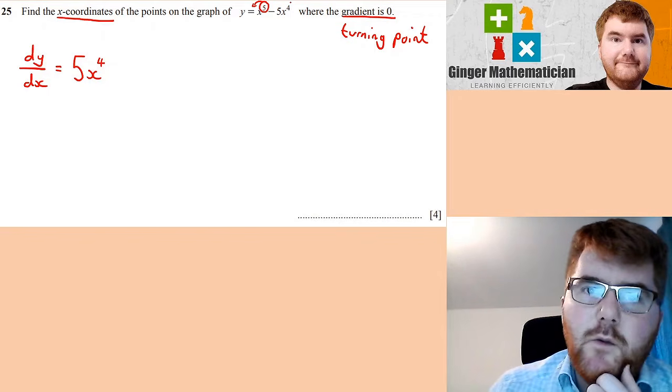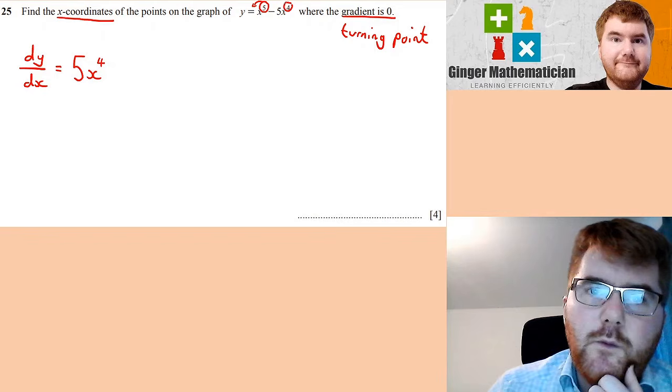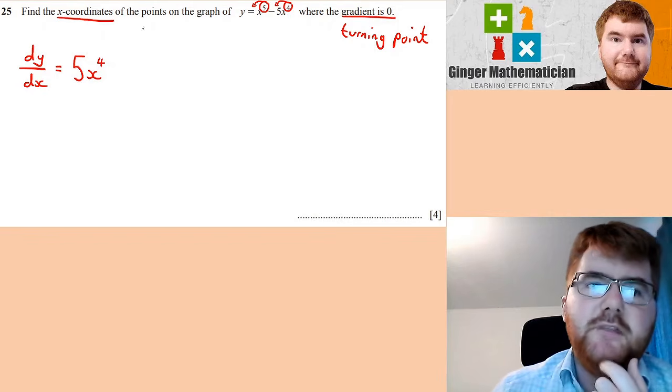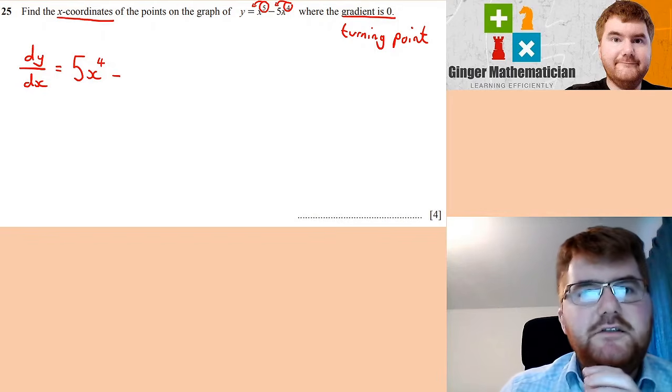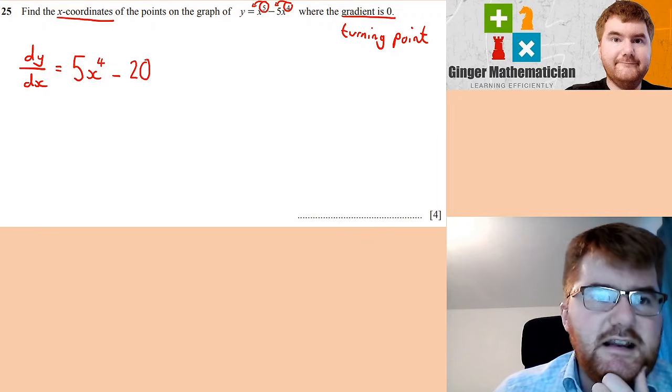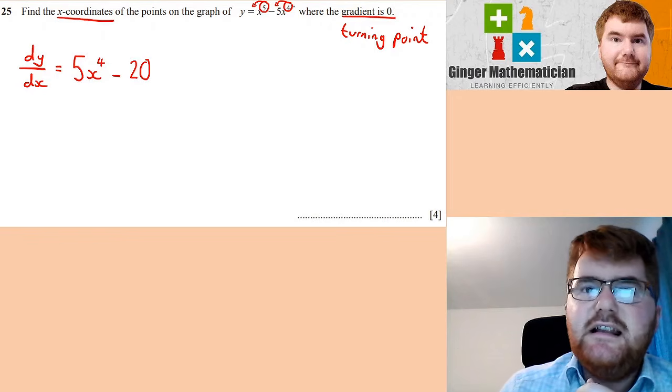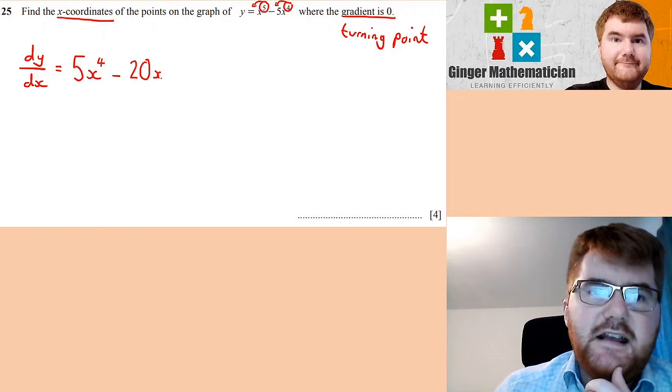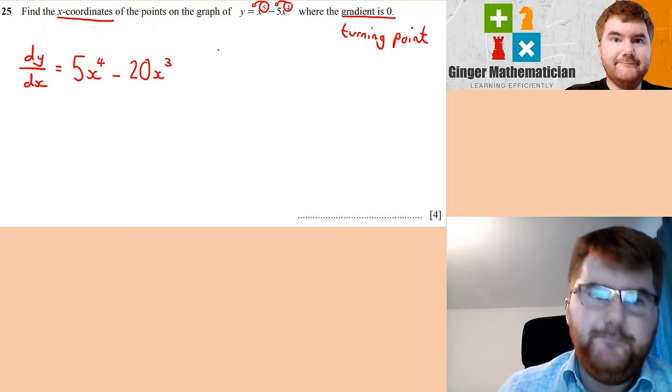This one here, well, we're going to take the 4, we're going to bring it to the front. So what does that mean here? Well, we need to do 5 times 4, and that's equal to 20. And then we reduce the index by 1. So we get x to the power of 3.